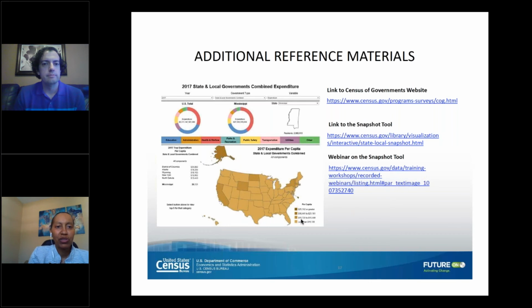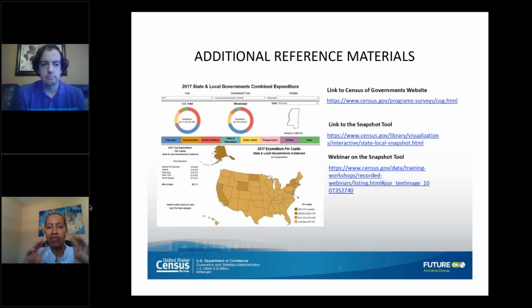Okay, so as we're looking at these data, I always want to give everyone the opportunity to see the additional resources that we have or materials that can be referenced. This actually is a snapshot tool that is available on our website, and you can look at it by state and you can look at it comparatively to the United States. So this tool, it's a Tableau tool.